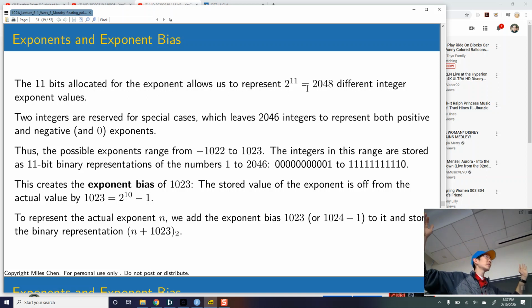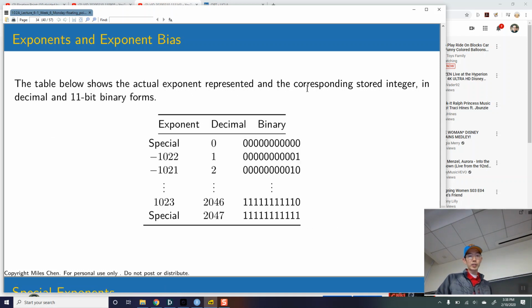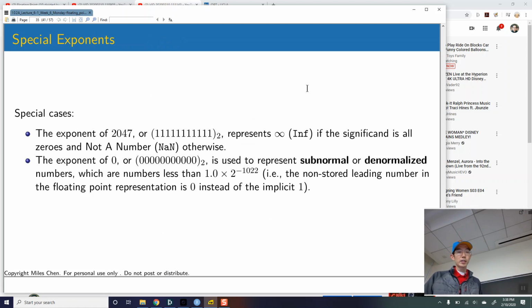So rather than just saying we're going to have exponents be from 0 to 2046, we're going to shift all of those down about halfway. And so about half of those numbers will be negative. So we go from negative 1022 up to 1023, and that means we have an exponent bias of 1023. I'll talk about that in a moment. And here's just a table showing that.